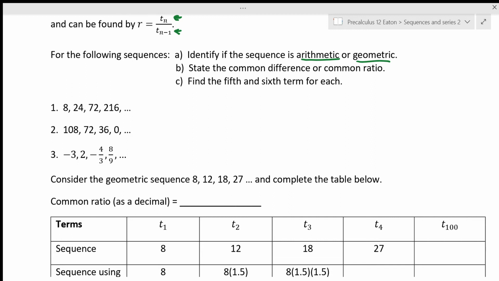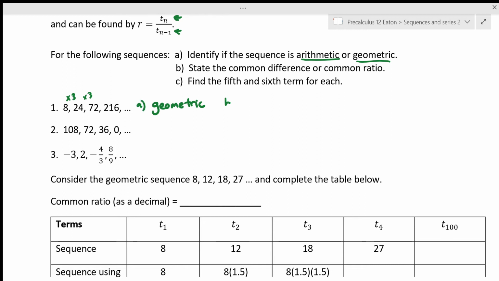For the first one, I know that 8 plus 16 is 24, but if I add 16 to 24, I should get 40 and not 72. So that tells me that there isn't a common difference. So I'm going to look at multiplication. I can see that 8 times 3 equals 24, and 24 times 3 equals 72. 72 times 3 gives me 216. So I can clearly see that this is a geometric sequence. Okay? For number 1, that is my A.